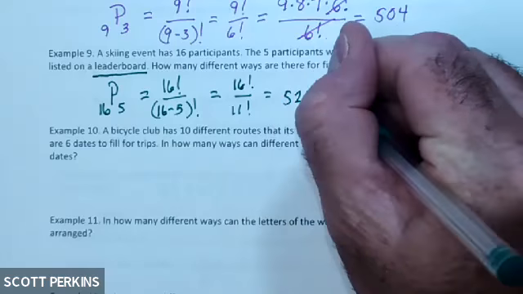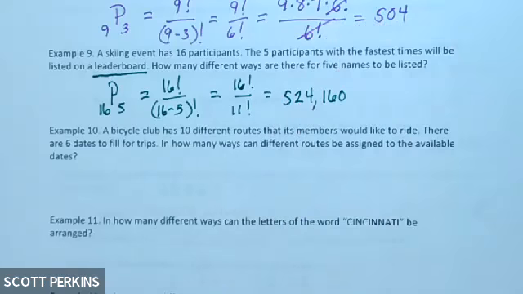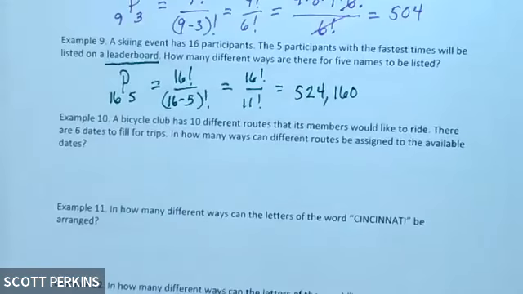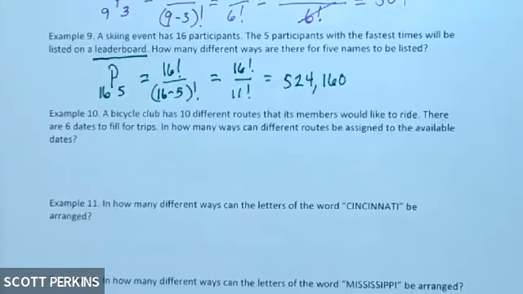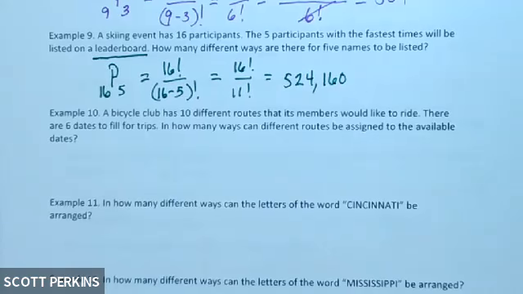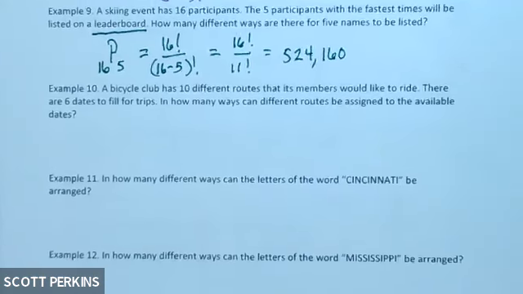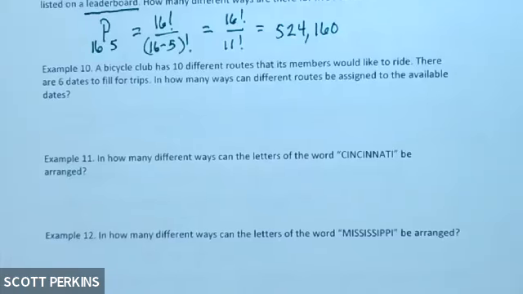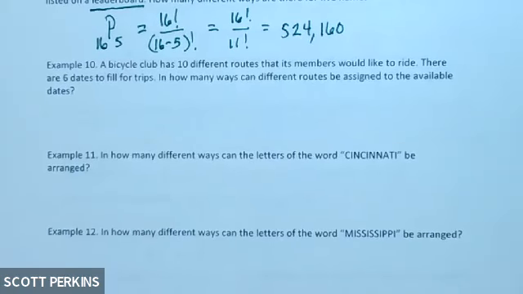524,160. Yes, if you don't know how to get that on your calculator, let's talk, because it's a real easy thing. You just might not know the keystrokes, and that's okay. In the meantime, do example 10. Again, identify why order is important on this, and then do the problem. And then we've got one more little thing to do, and we'll be done talking about permutations.